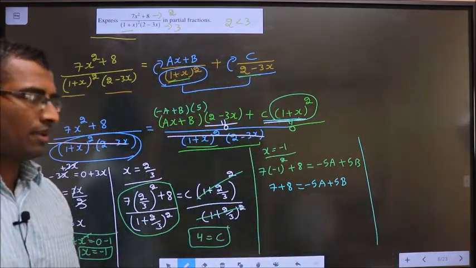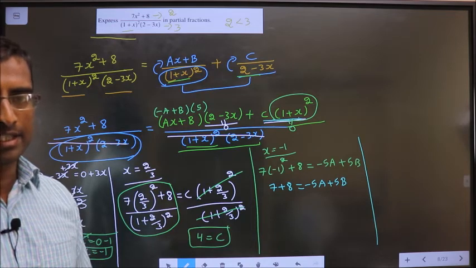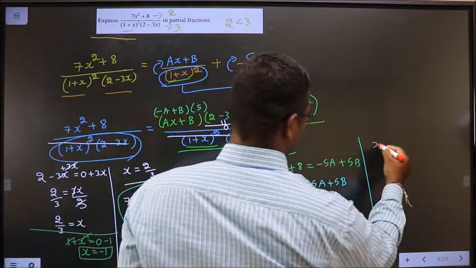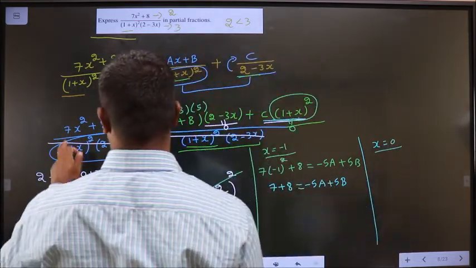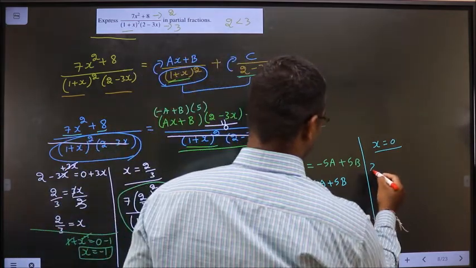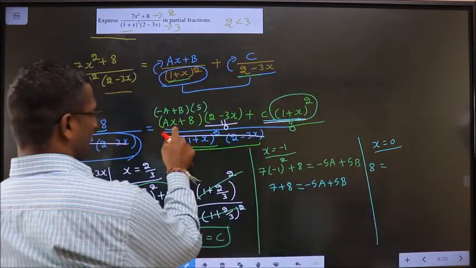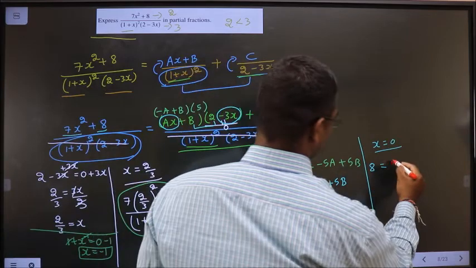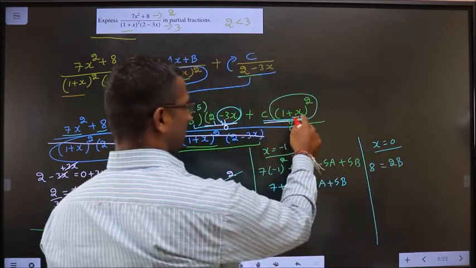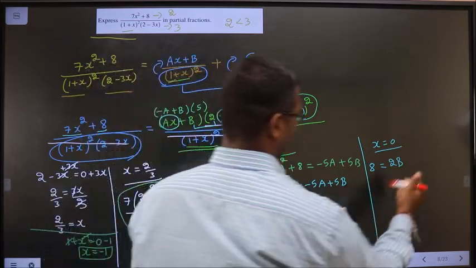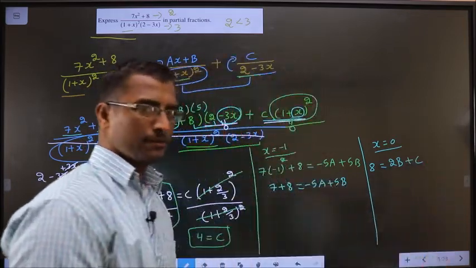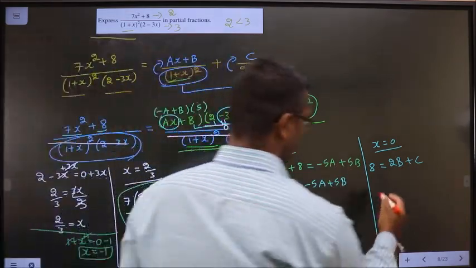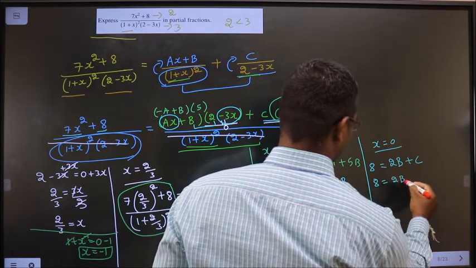Now we have made the bracket 0. Next option, take x to be 0. So if you take x equal to 0, what do we get? This is 0, leaving you with 8. And over here, this is 0, this is 0. So you are left with 2b. And here x is 0 means 1 square is 1, c plus c. Okay. You have the value of c, so replace it there. So 8 equal to 2b plus 4.